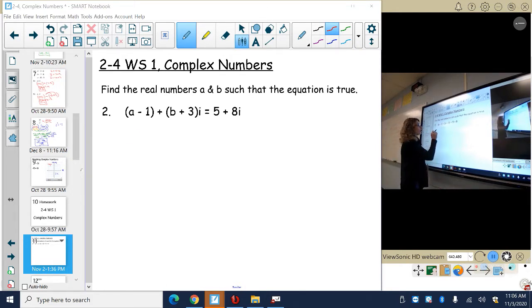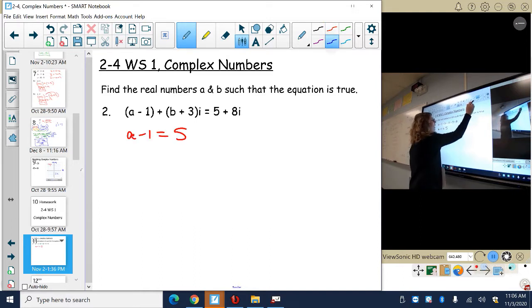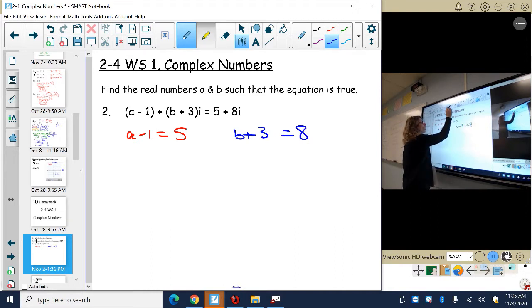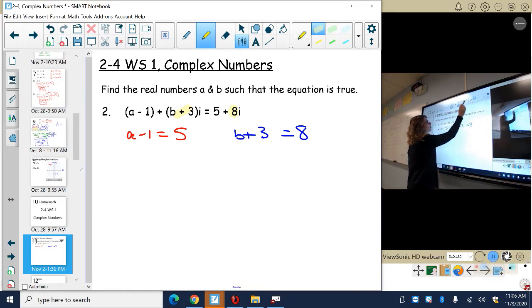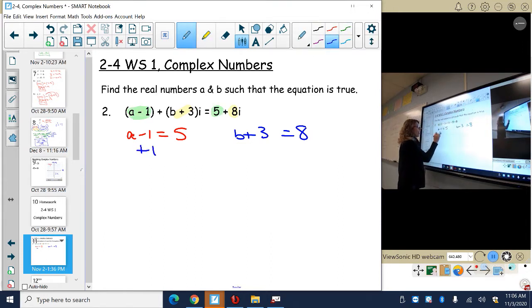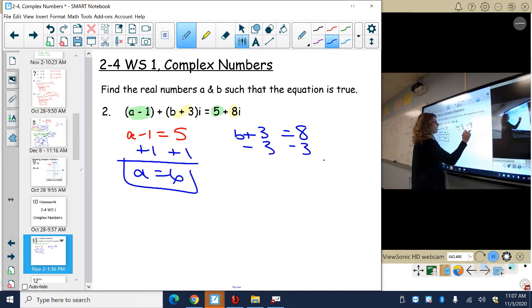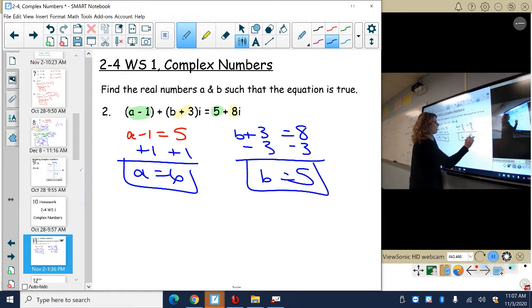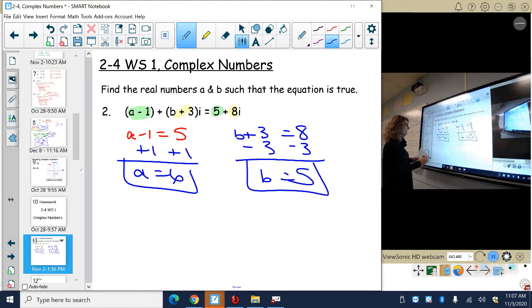So I'm telling you that a minus 1 has to equal 5 and that b plus 3 has to equal 8. Why? Because this right here has to be 8 and this right here has to be 5. So if I add 1, I get a is equal to 6. If I subtract 3, I get b is equal to 5. So that is how you're going to do problems 1 and 2.